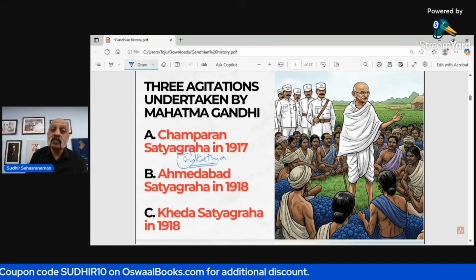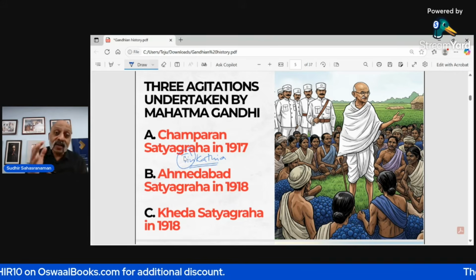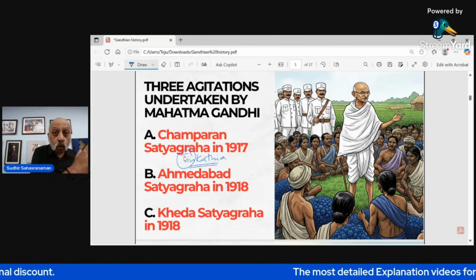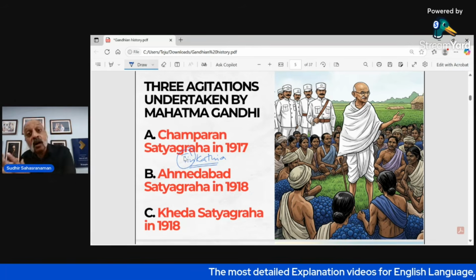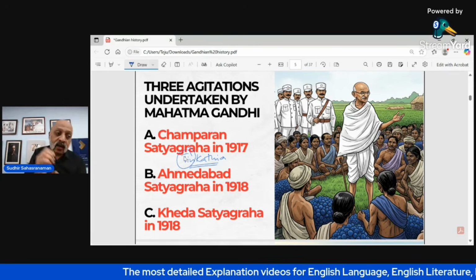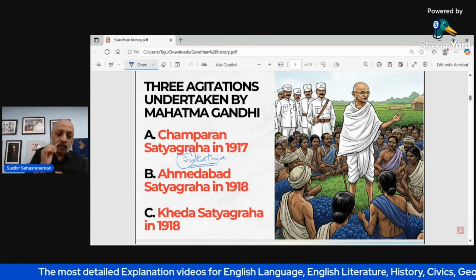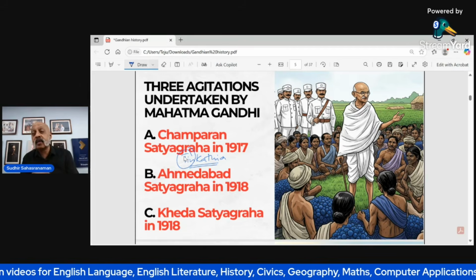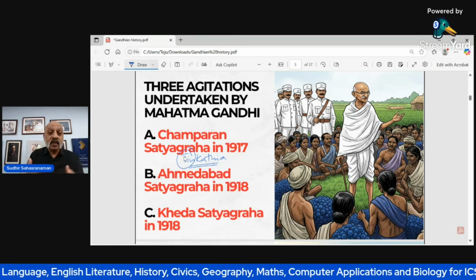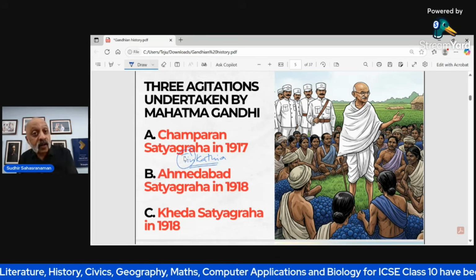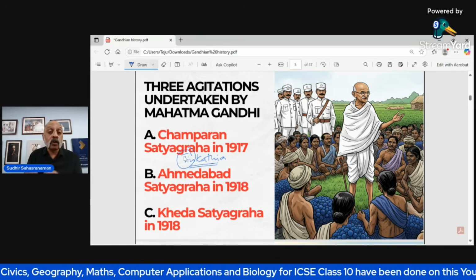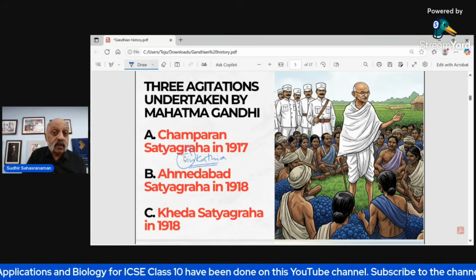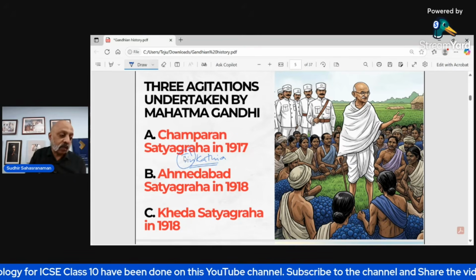The second one was the Ahmedabad Satyagraha in 1918. Now, what happened now? If Champaran was rural India, this one was urban or semi-urban India in Ahmedabad. Mahatma Gandhi led the mill workers, because as you know, you would have read that in class 10 in geography, Gujarat is a land which is known for its cotton cultivation, right? The maximum cotton production takes place in the state of Gujarat. So there are a whole lot of cotton mills in Gujarat, in and around Ahmedabad.